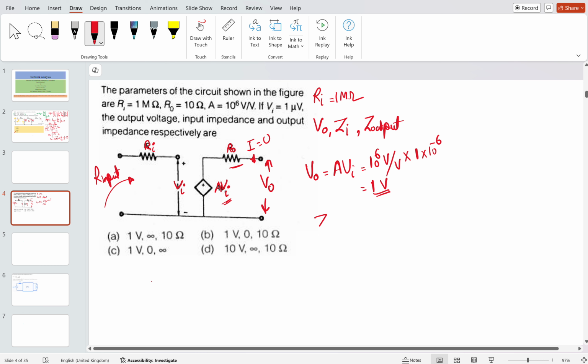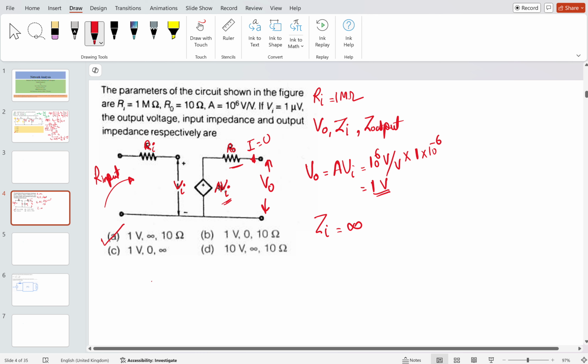If you see the Z input side, it is already open circuited, so there will be no current. No current means there is infinite impedance. So the impedance seen from the input side is infinite. So the correctly matching option is A.